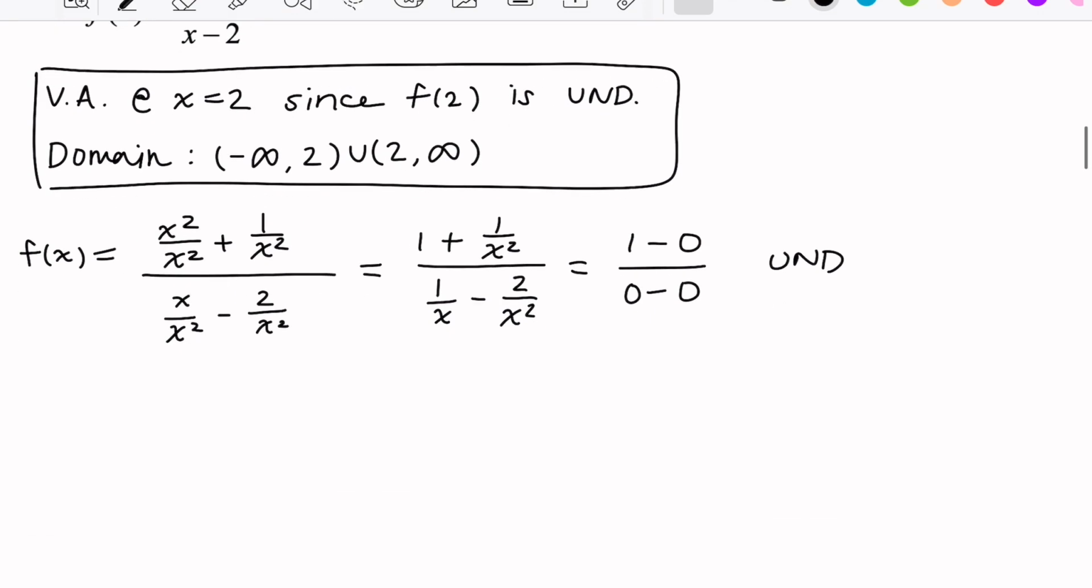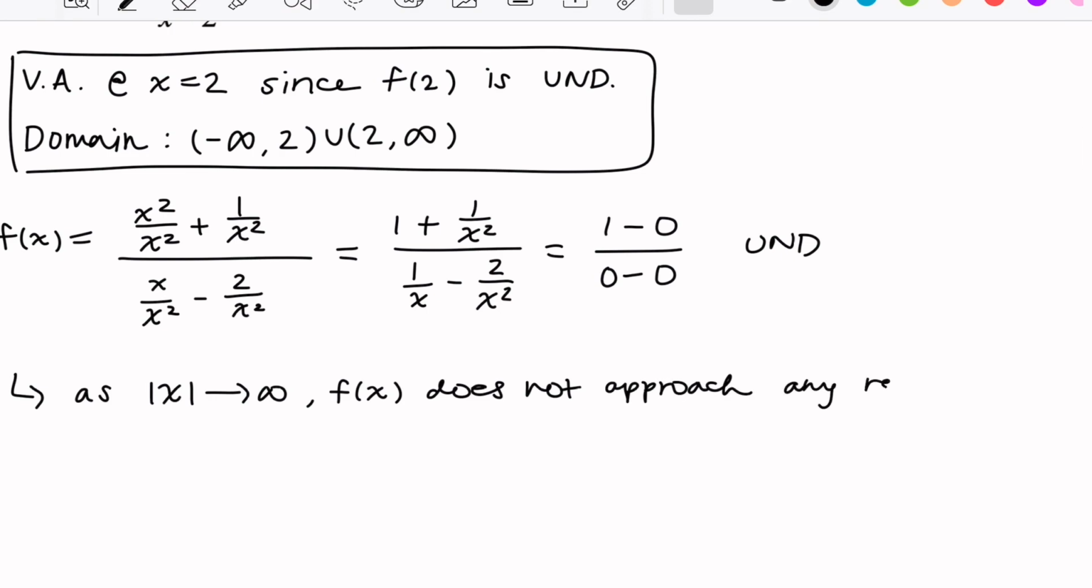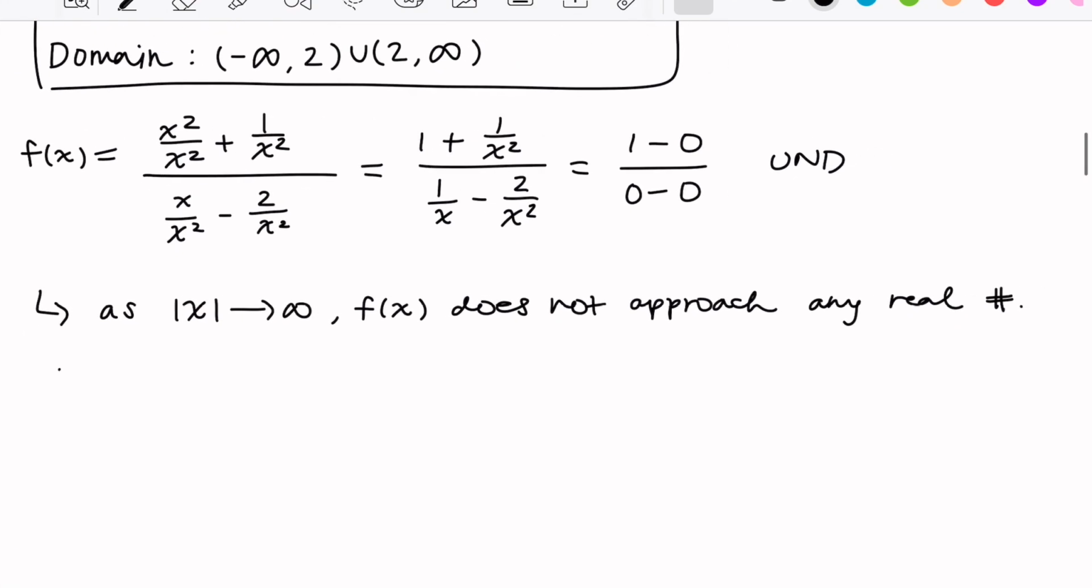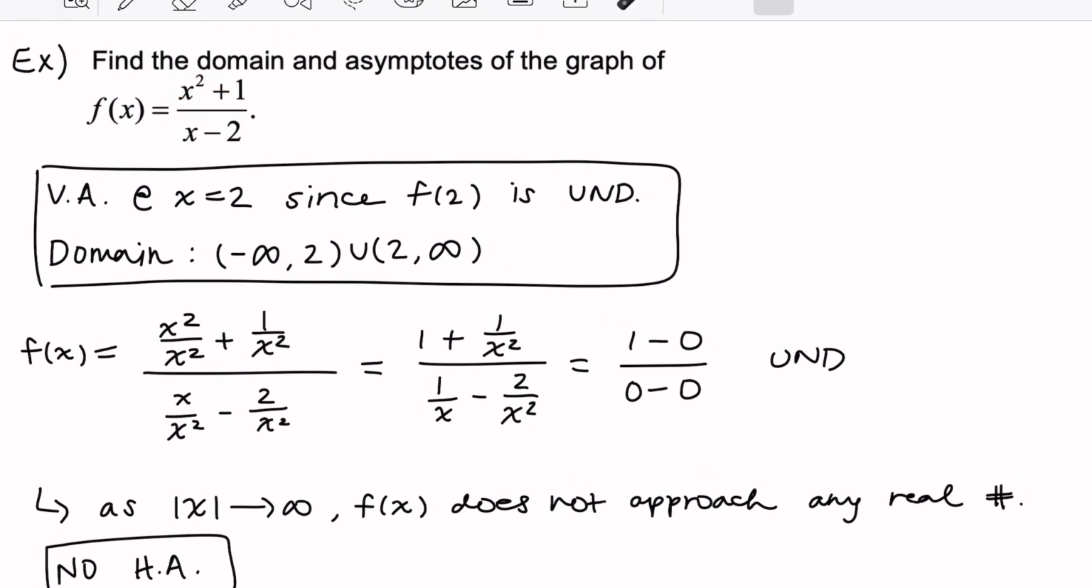So we can conclude that as x gets bigger and bigger, or approaches infinity, f of x does not approach any real number. Okay, so we can conclude that we don't have a horizontal asymptote. Okay, and we'll see that this happens whenever the degree of the numerator is greater than the degree of the denominator here.